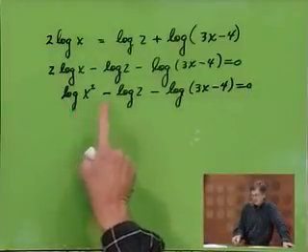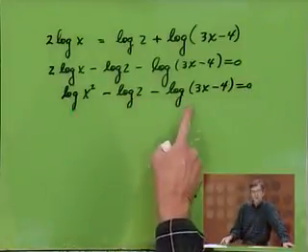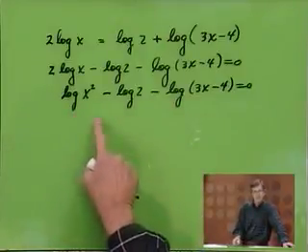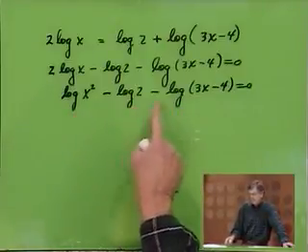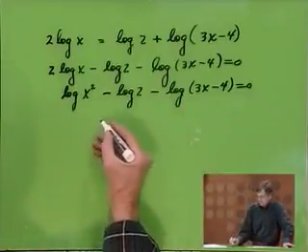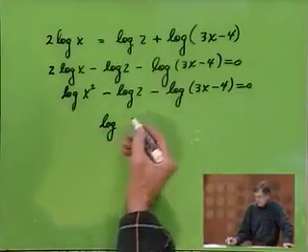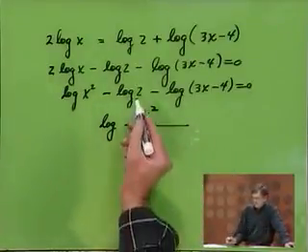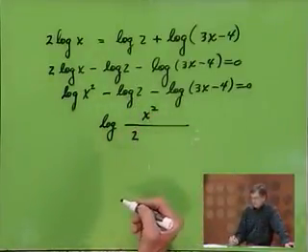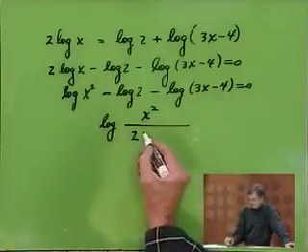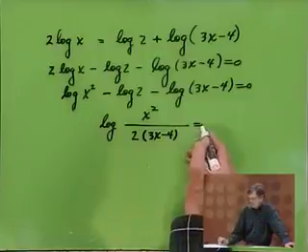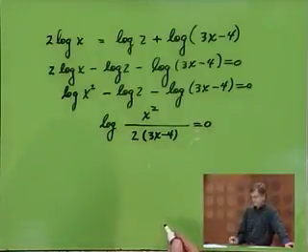Okay, so I have a logarithm. I'm subtracting this one, and I'm subtracting this one. That says I should write this as a quotient inside a logarithm, and both of these will be in the denominator because they've both been subtracted. So I'll write this as the log of x squared divided by 2 times the quantity 3x minus 4, and this is equal to 0.